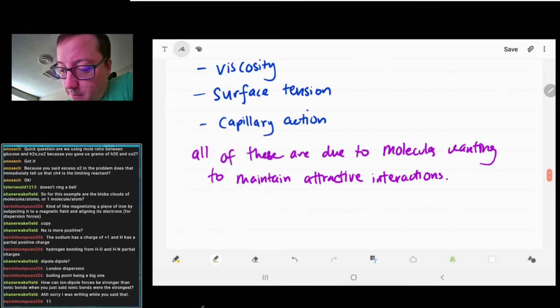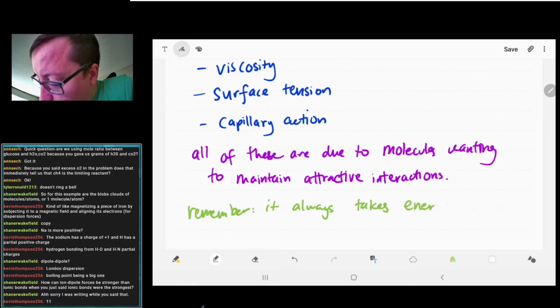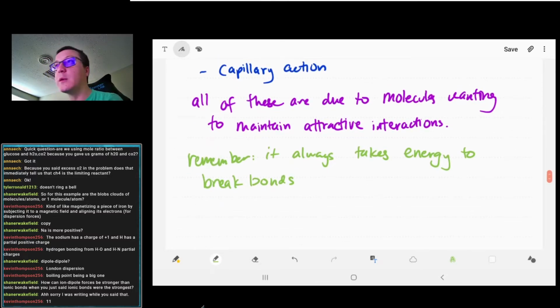So what we need to remember here is it always takes energy to break bonds. Remember we talked about this when we were talking about bond enthalpy? Yes, it always takes energy to break bonds. So it's the same case for these intermolecular forces as well. Those are not full bonds, but they are kind of like fake bonds, and it's going to take energy to break them.